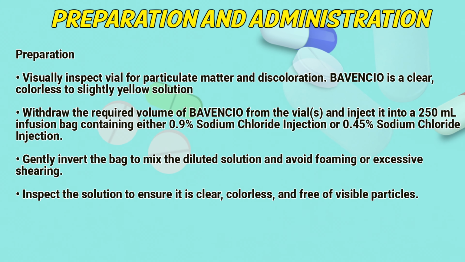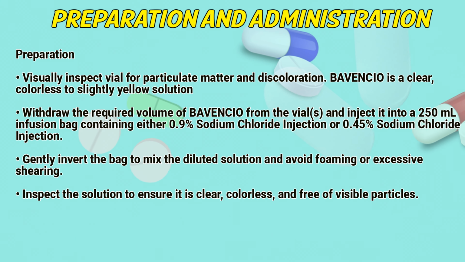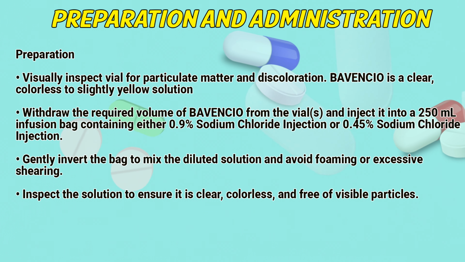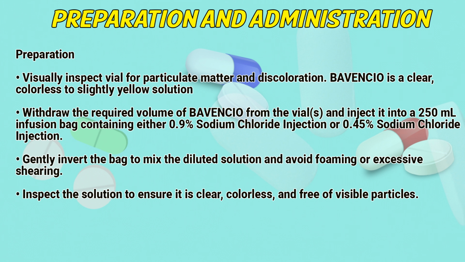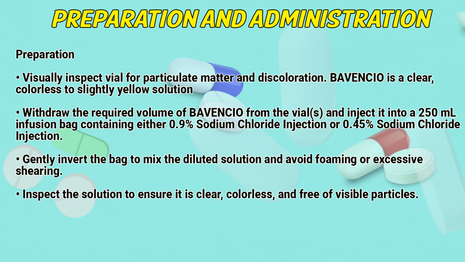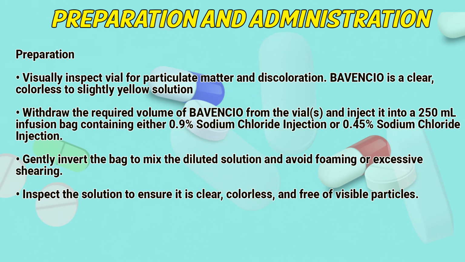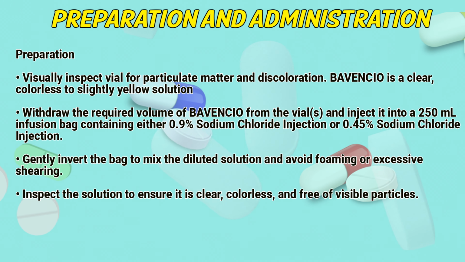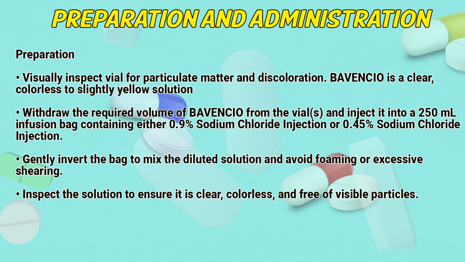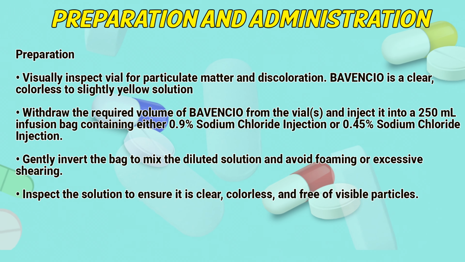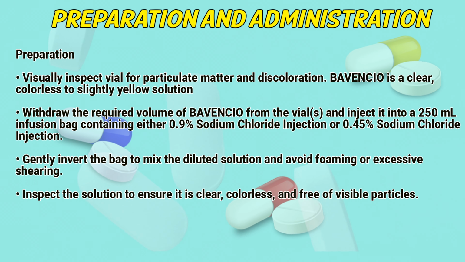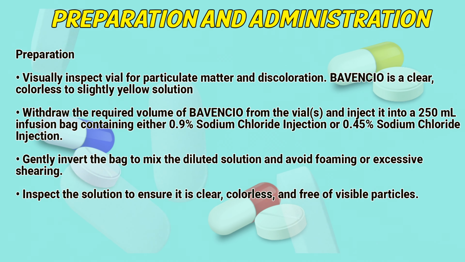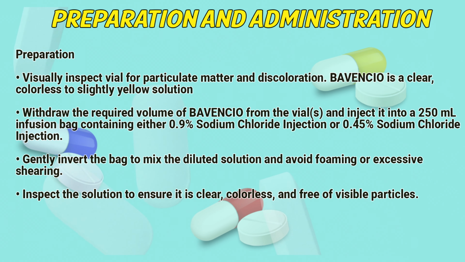Preparation and administration. Preparation. Visually inspect vial for particulate matter and discoloration. Bavencio is a clear, colorless to slightly yellow solution. Withdraw the required volume of Bavencio from the vials and inject it into a 250 mL infusion bag containing either 0.9% sodium chloride injection or 0.45% sodium chloride injection. Gently invert the bag to mix the diluted solution and avoid foaming or excessive shaking. Inspect the solution to ensure it is clear, colorless, and free of visible particles.